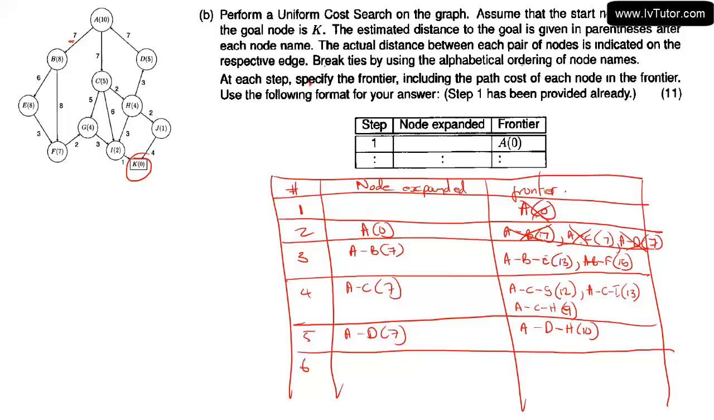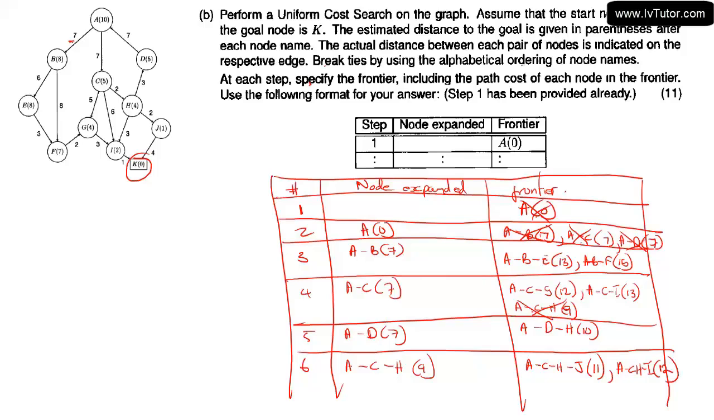So definitely we're going to expand ACH, which has got the cheapest cost of 9. If you expand ACH, ACH is done. Now you're going to have ACHJ, which has a cost of 9 plus 2, 11. Or you have ACHI, which is going to have AC 9 plus 3, 12. So we're going to have a cost function of 12.